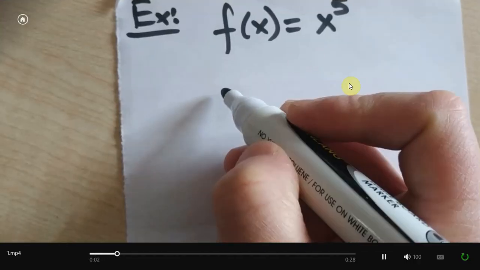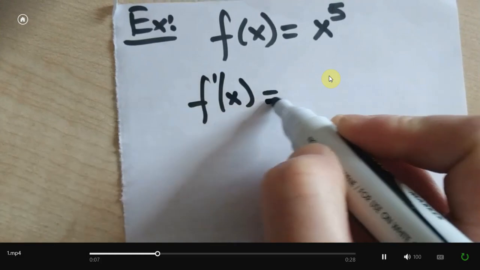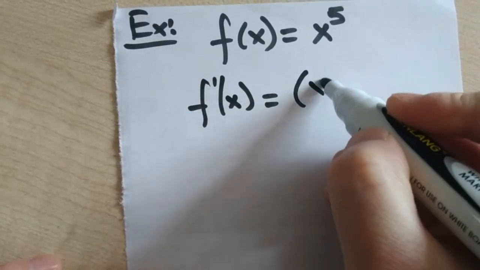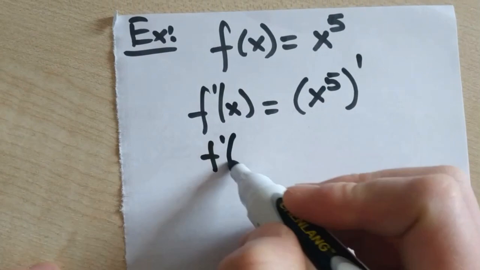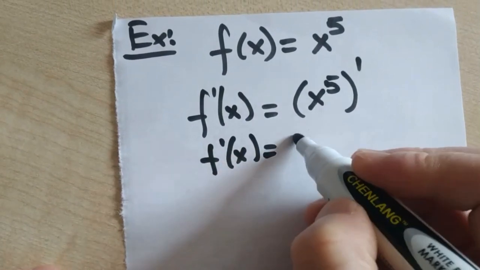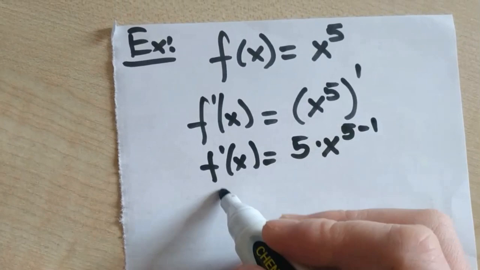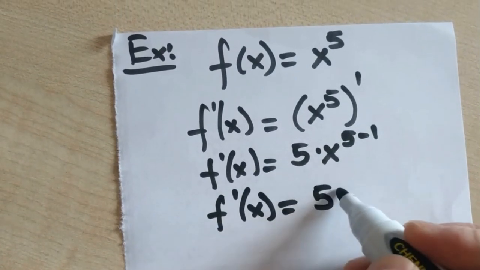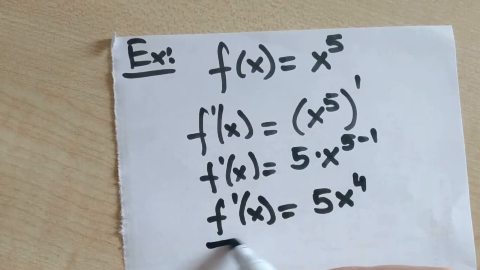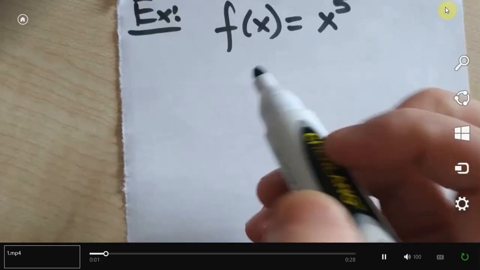f of x is equal to x to the power of 5. Then f prime of x is equal to the derivative of x to the power of 5. The answer is 5 times x to the power of 5 minus 1. We subtract only 1 from the power. So the answer is 5 times x to the power of 4.